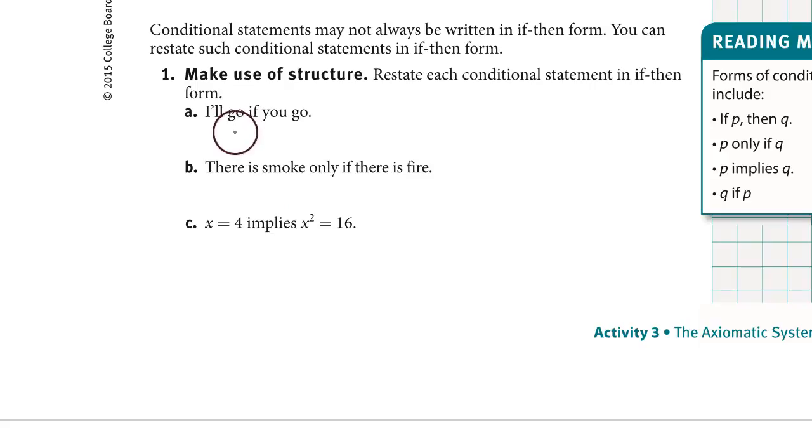Question A, I'll go if you go. If we were to rewrite that so that it has the words if and then, it would look like this. If you go, comma, then I'll go. It has the same meaning as that original sentence, but it now has the words if and then. Question B, there is smoke only if there is fire.